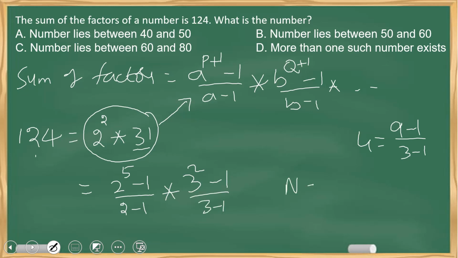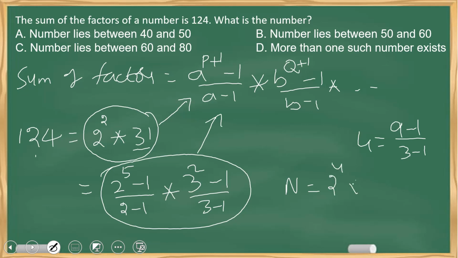So the number would be what now? Please tell me. Compare this one with this one. Now tell me the number. So 2 power 4 into 3 power 1. That is 16 threes are 48. So the number lies between 50 and 40.